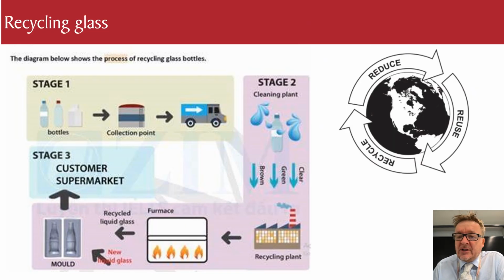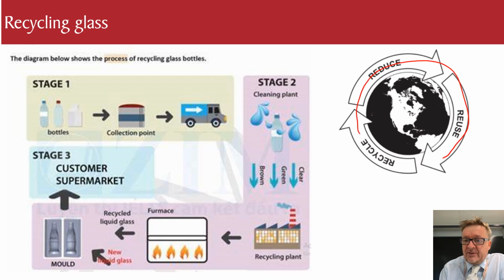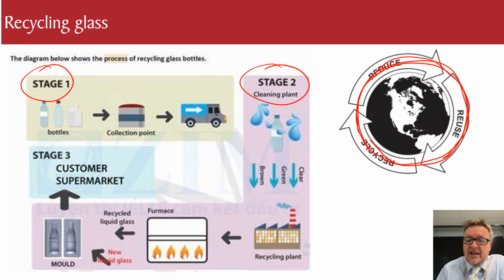Recycling glass. We've got this diagram here, a famous diagram, isn't it? Reduce, reuse, recycle. The main one we're going to talk about is recycling of glass. This diagram shows that. Stage one is you get your bottles, put them to a collection point, and they get transported. Stage two is they're cleaned, and then they are split into clear, green and brown. Often at a recycling point, they'll have different holes in the collecting bins for clear, green and brown glass. They are then recycled.